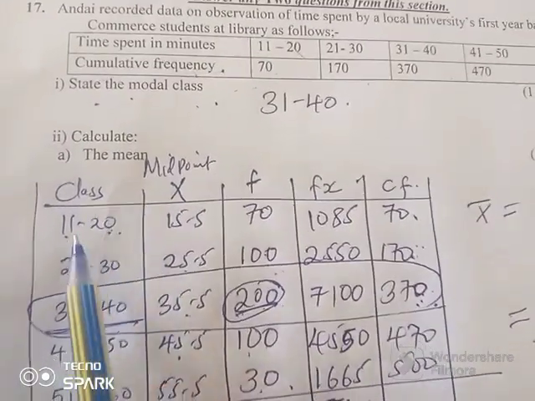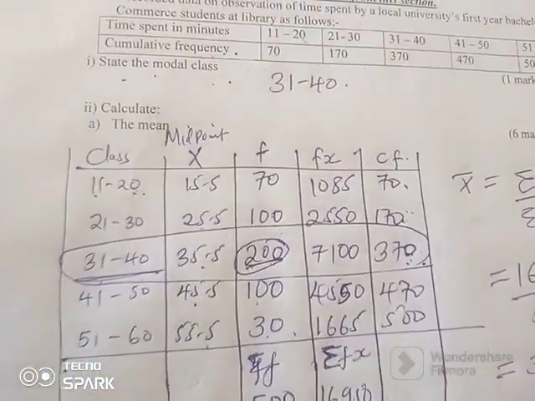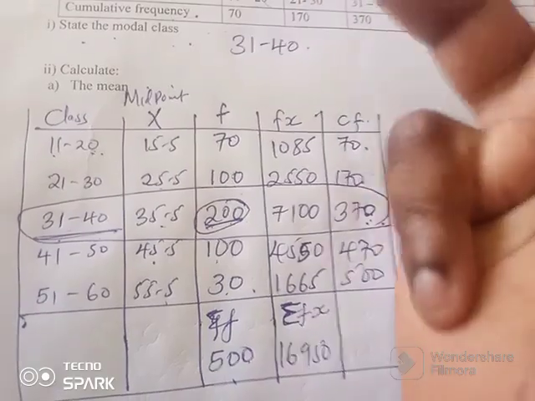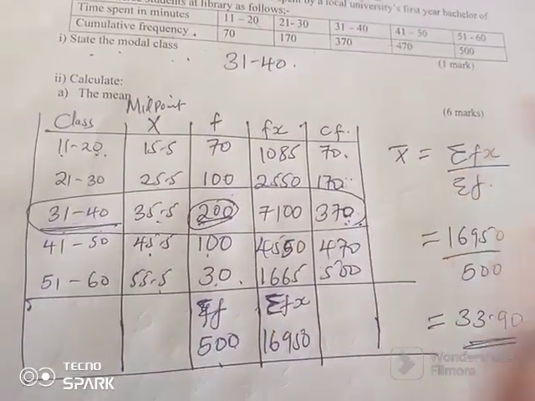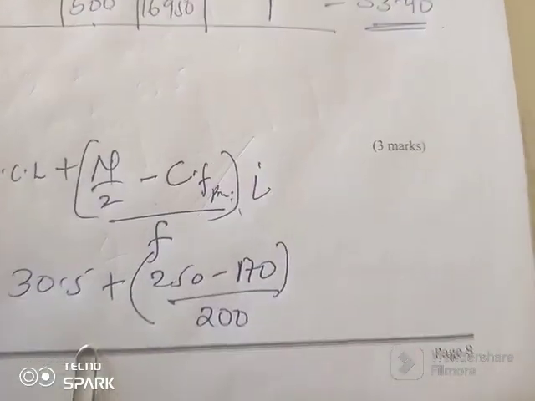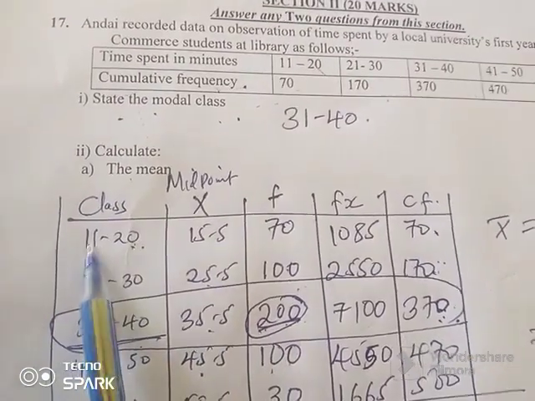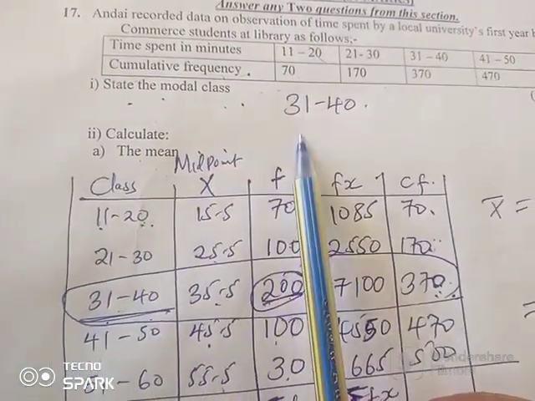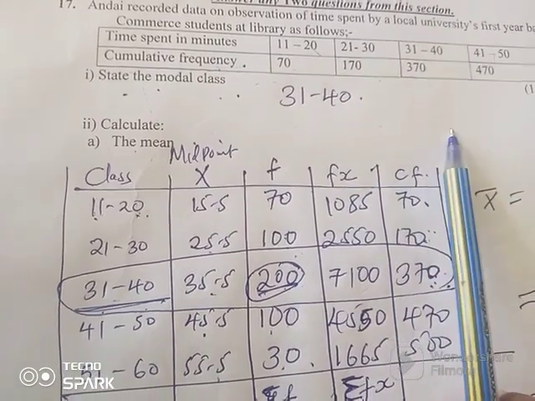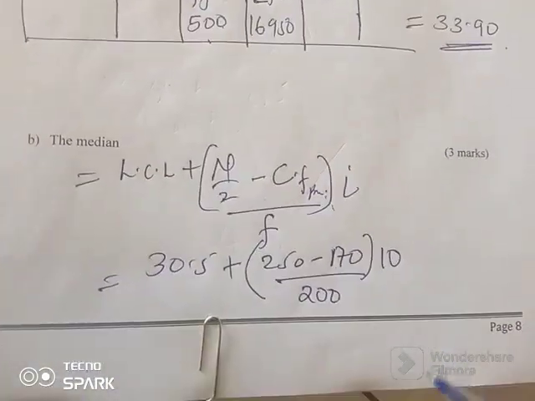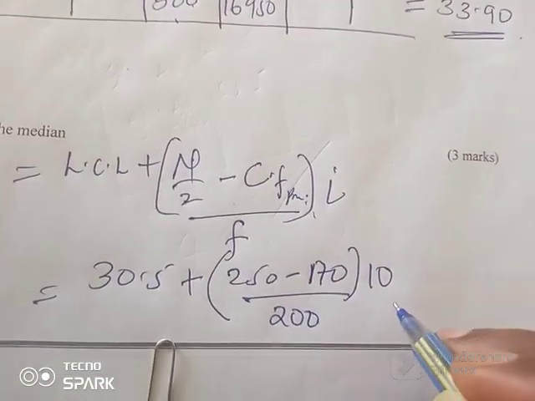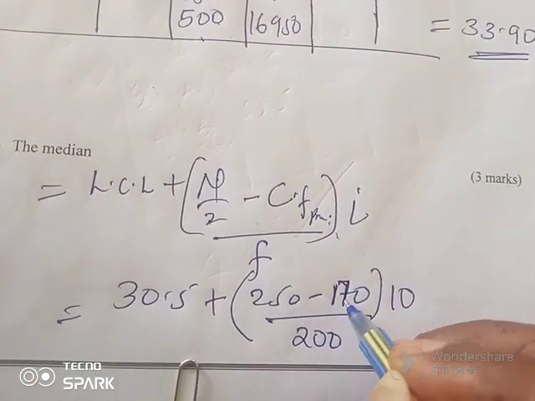The interval between 11 to 20, those are 10. We count 11, 12, 13, 14, 15, 16, 17, 18, 19, 20. So those are 10 items. I'm saying 11 is part. Those are 10 items. So multiplying by the class interval, which is 10.